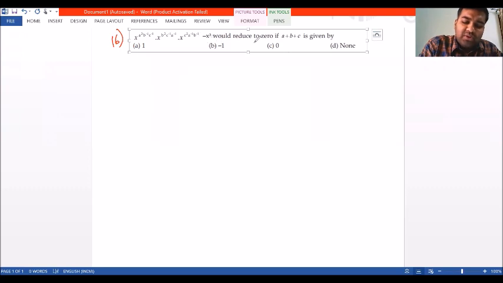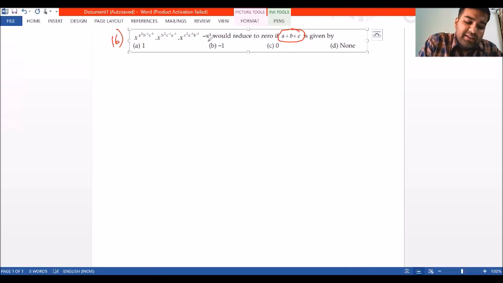Minus x cube would reduce to 0 if a plus b plus c is given by, that is, the given options are for the value of a plus b plus c. So I cannot substitute the values of a, b and c individually from the options. The only thing I can do is to derive the entire equation.